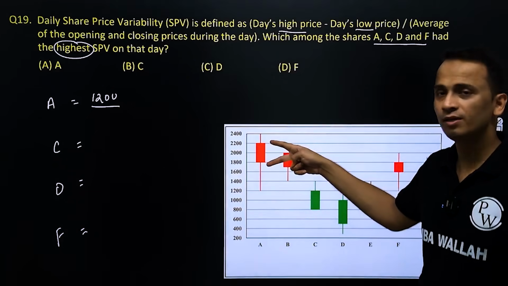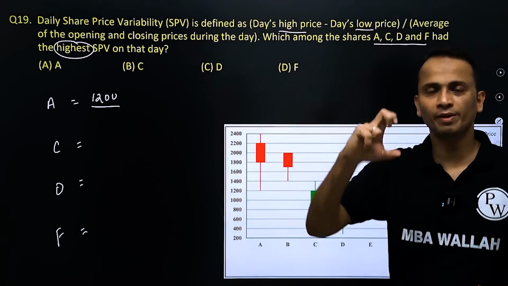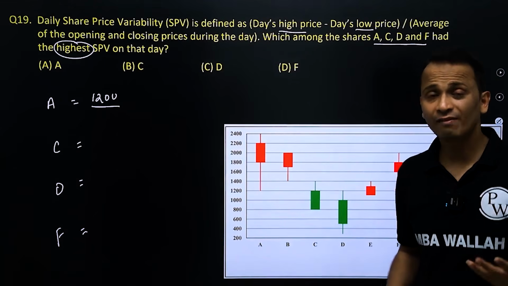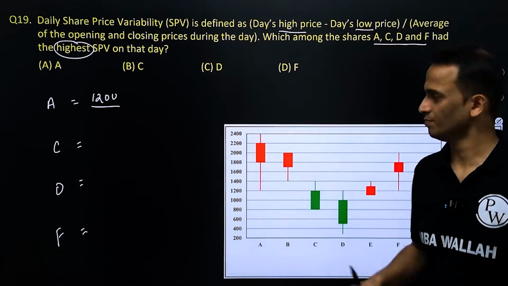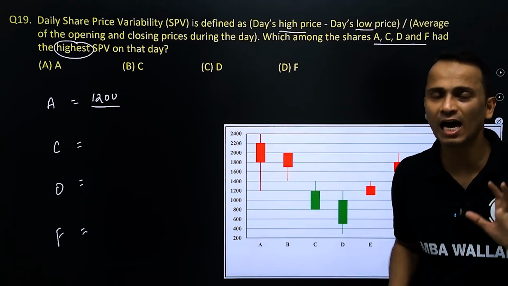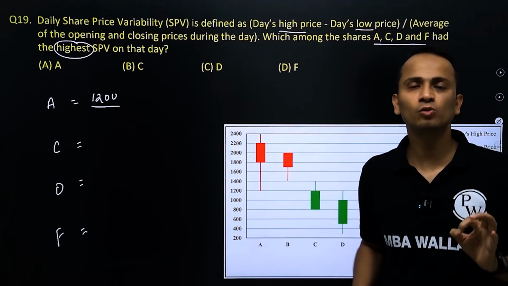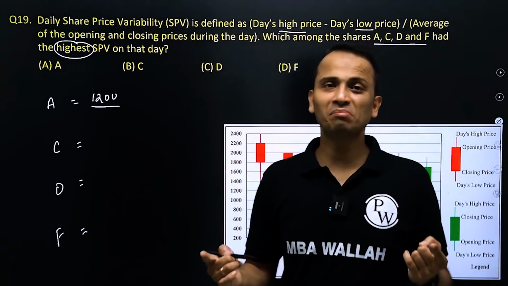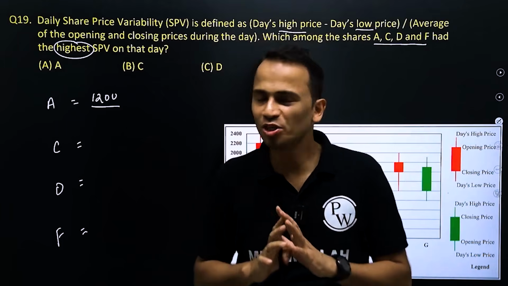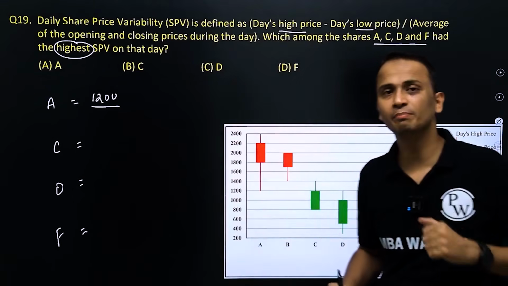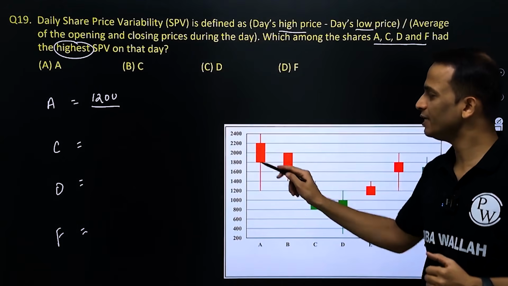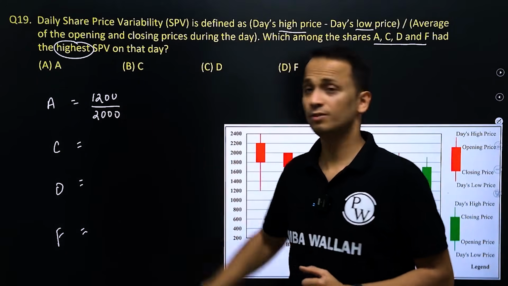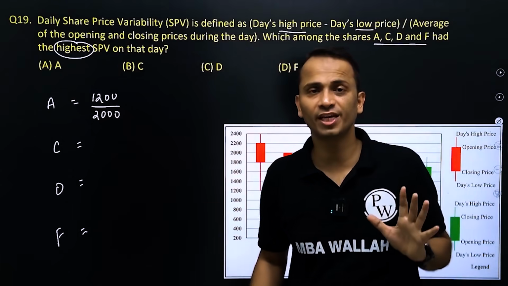Now opening and closing are shown by the rectangle, the top and bottom of the rectangle. So 2200 and 1800. The average of 2 numbers is the middle term. So just by looking at the graph, you will be able to get the middle value. There is no need to add these 2 numbers and divide by 2. Just look at the middle term. So 2200 and 1800, the middle term is 2000. So the denominator will be 2000. I'll leave it as it is, no simplification.